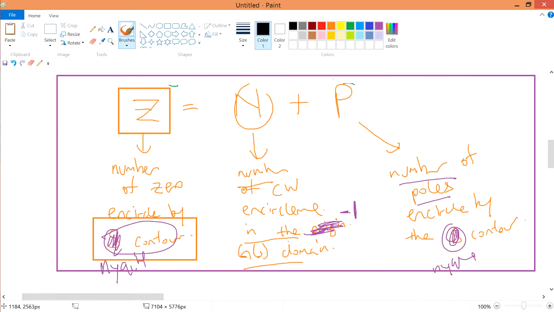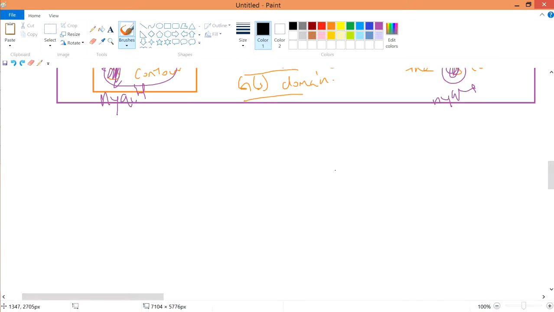Now we're going to talk about why it is minus 1. If we remember, the open loop transfer function is KG. Open loop transfer function is equal to KG, or in other words, KG.